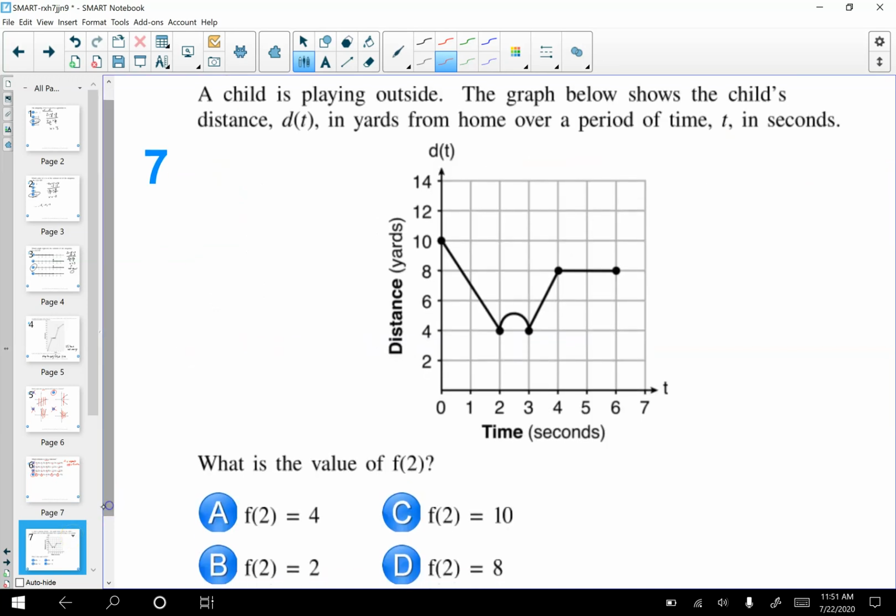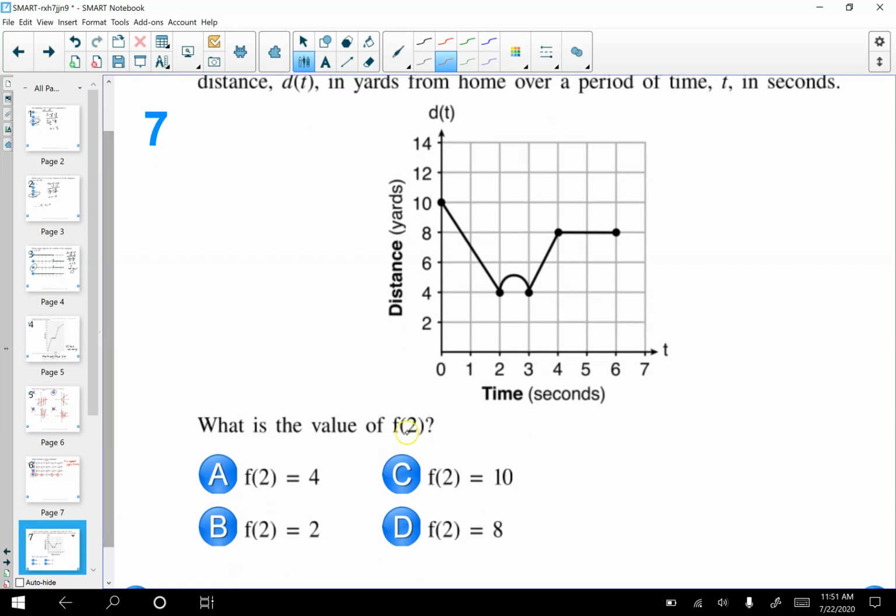For number 7, a child is playing outside. The graph shows the distance d of t in yards from home over a period of time. It wants to know what's the value of f of 2. So remember, what does that mean? That means x is equal to 2.